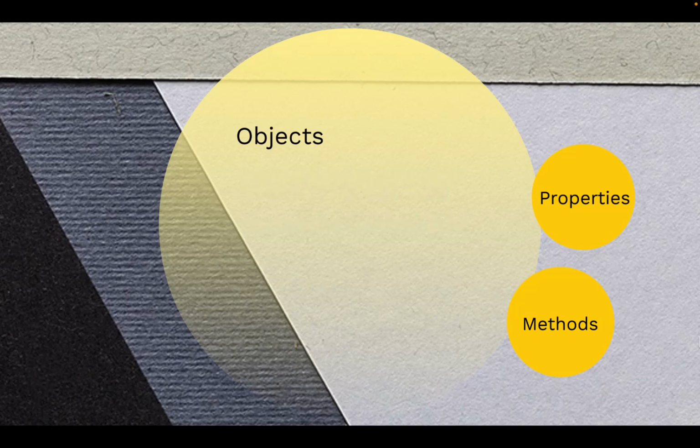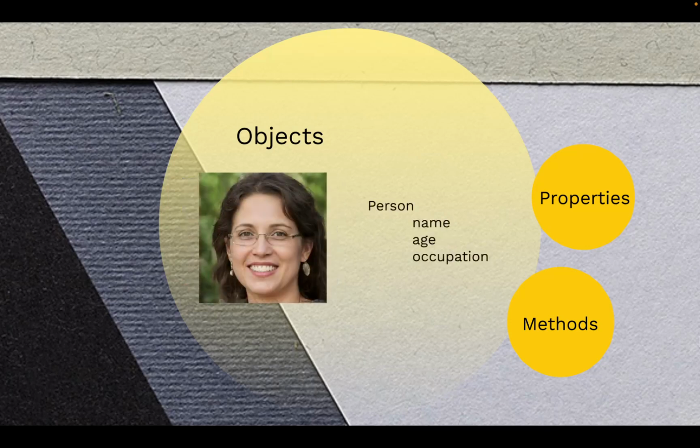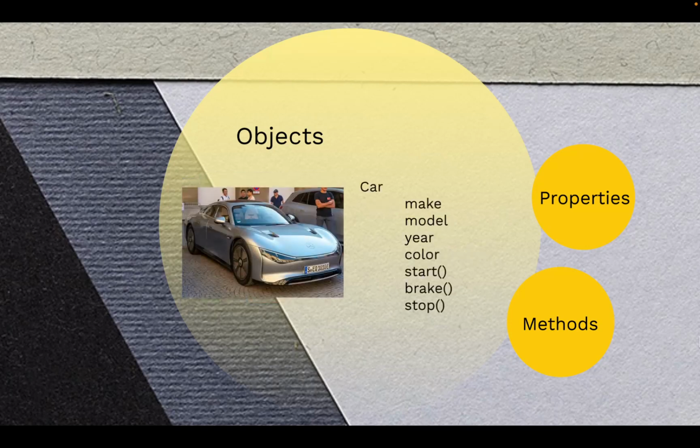For example, we might want to store information about a course that includes different details like the course title, number of credits, and description. Or we might want to represent people along with their name, age, and occupation. Another example could be a car. In addition to having descriptive properties like make, model, year, and color, a car object could also have methods, actions that the object can perform, such as starting, braking, or stopping.